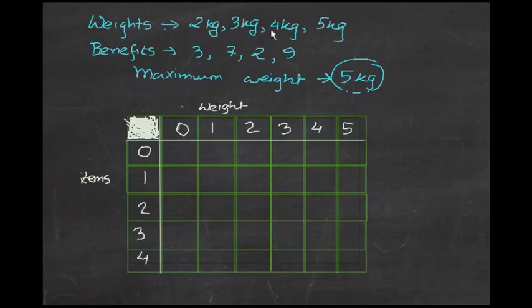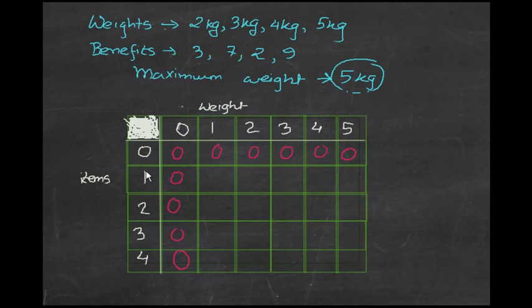Now there are 4 items, 2 kg, 3 kg, 4 kg, 5 kg, and these are the corresponding benefits of those items. While drawing the table for this problem, as you all know, most dynamic programming algorithms have this kind of table simulation, and we always initialize the 0th row and 0th column to 0, like we did in the longest common subsequence problem.